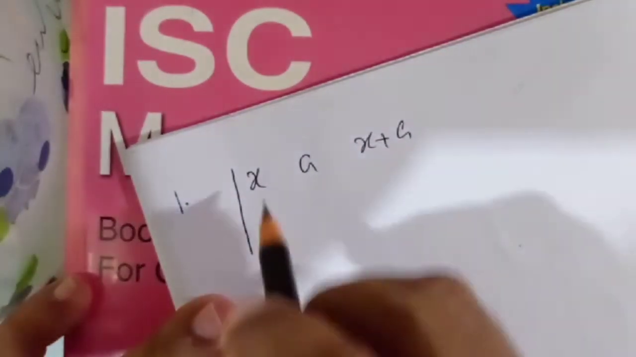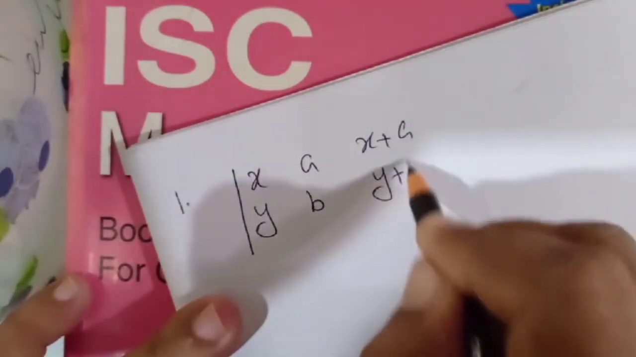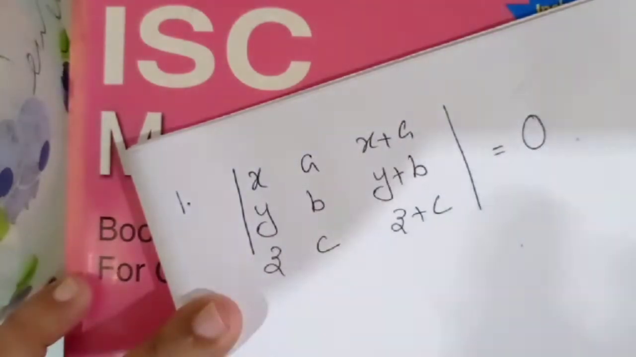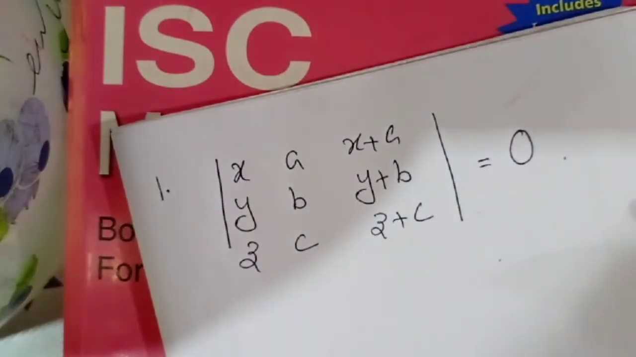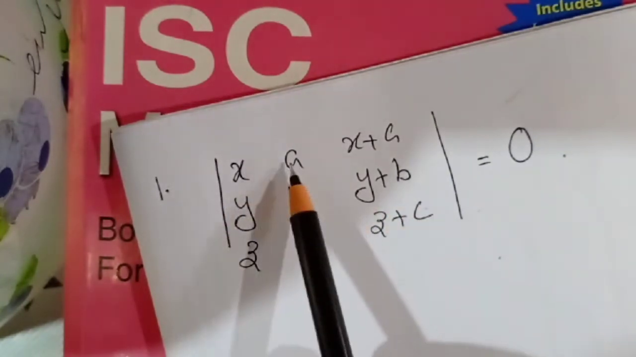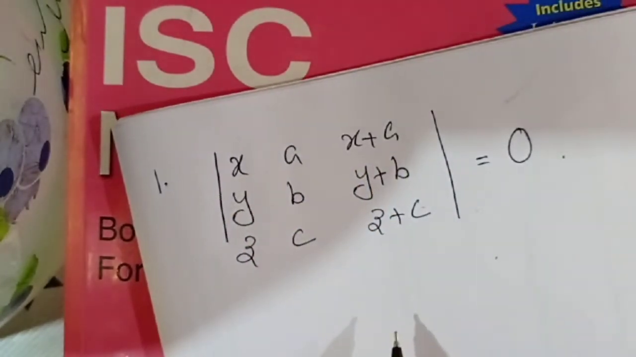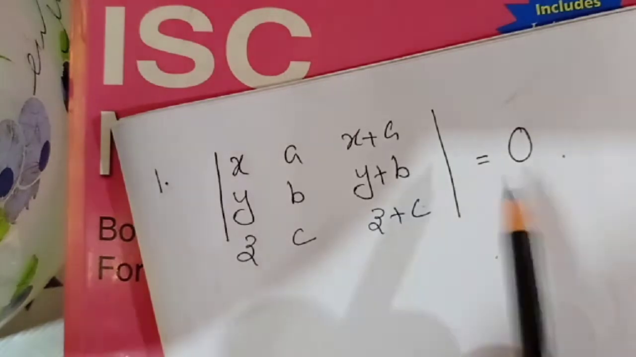Write the first question. Number 1: without expanding, prove that the determinant with rows x plus a, y plus b, z plus c equals 0. You know how to expand the determinant, isn't it? x into its minor, minus a into its minor, plus x plus a into its minor, expanding along the first row. Now here the heading is without expanding, prove that the value is 0.